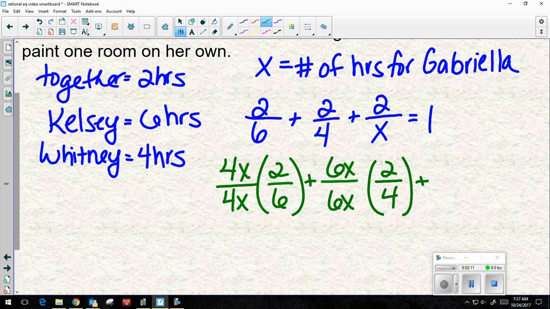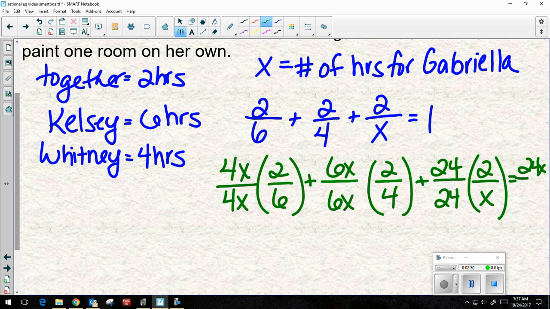My third fraction is missing a 4 and a 6, but I can't just write it as 4, 6 because that would look like 46. So I have to multiply. 4 times 6 is 24. So it's missing a 24. And my right side is missing all of those, so it's really 24x over 24x.